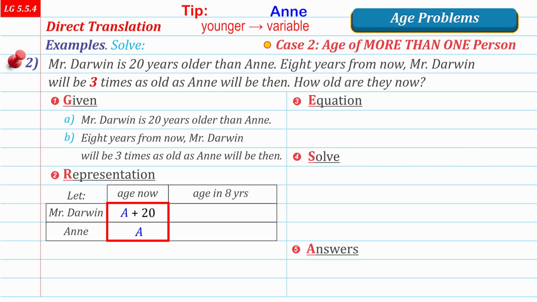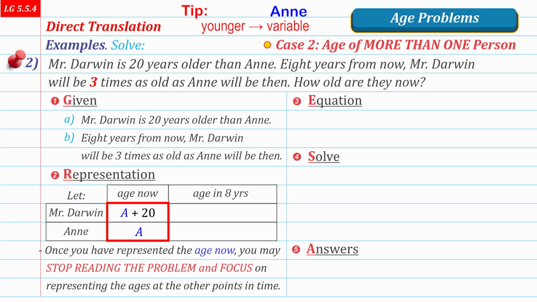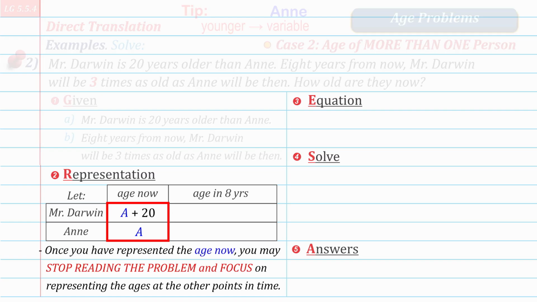And as we have said earlier, once we have represented their ages now, we may stop reading the problem and focus on representing the ages at the other points in time. So let's start with Anne. Since the present age of Anne is A, to get her age in 8 years, we simply add 8 to A. So it's represented by A plus 8.